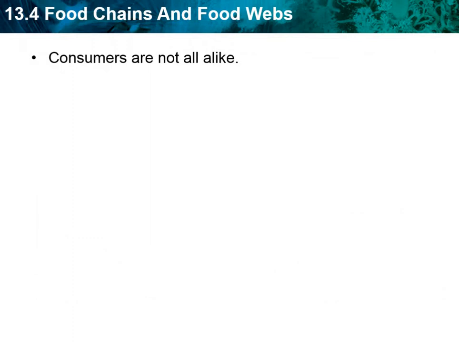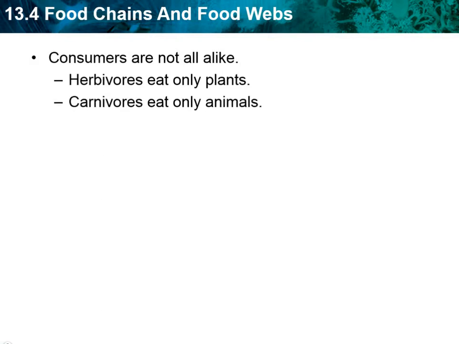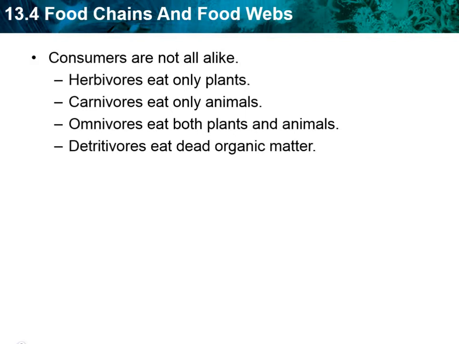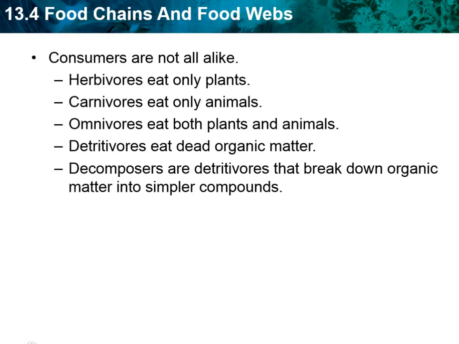Not all consumers are alike, just like I'd mentioned in the last section. You've got herbivores. Herbivores eat only plants. Carnivores, they're only going to eat other animals. Omnivores are going to eat both plants and animals. That's what we are as humans. Detritivores are going to eat dead organic matter. This would be things like earthworms. Decomposers are detritivores that break down organic matter into simpler compounds. An example of a decomposer would be a fungus or a mushroom.